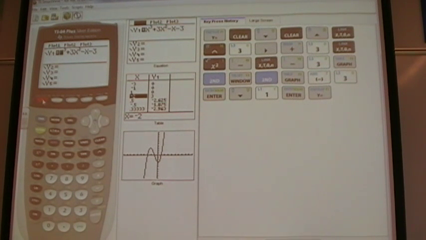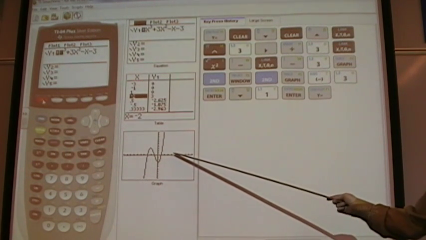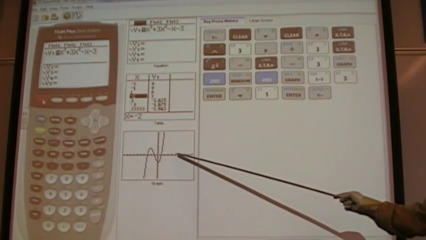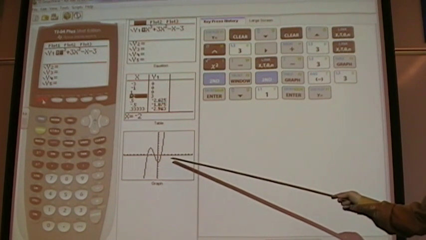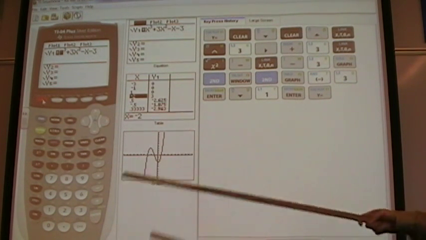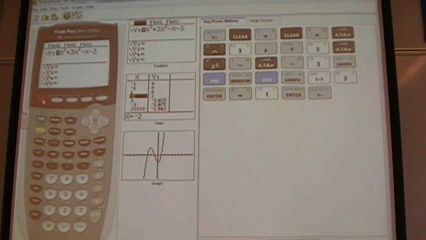Okay. From there, hit graph, and you should get something like this. Now, before we go on, how many solutions should you get? 3. How do you know that? Look at the graph, look at the equation. It's cubic. Okay, cubic tells you there should be 3 solutions.